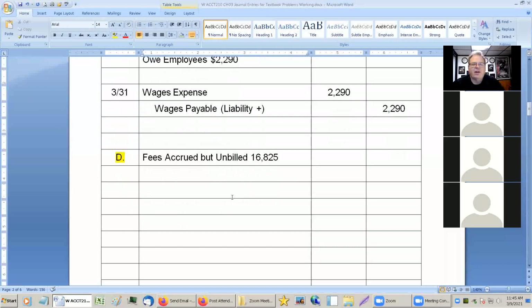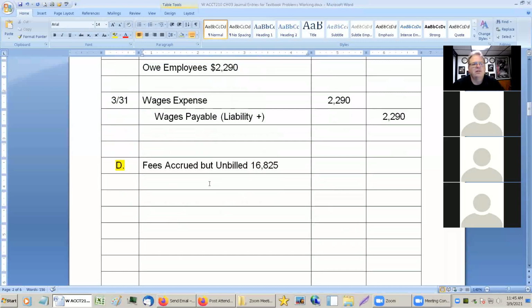So what do you think the journal entry for that is going to be? Well, first of all, is this going to be a revenue or expense? Maybe one of those two. It's not cash because we haven't received anything yet. We haven't even billed them yet. So which do you think? Don't be afraid. We're all friends here.